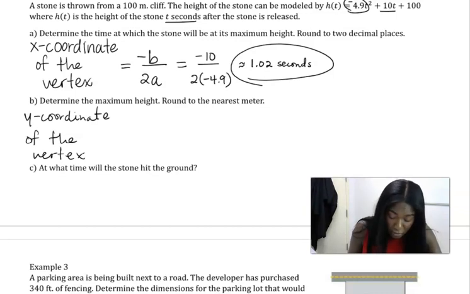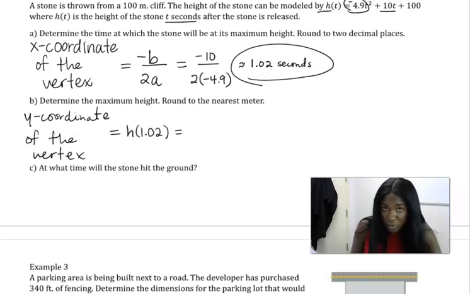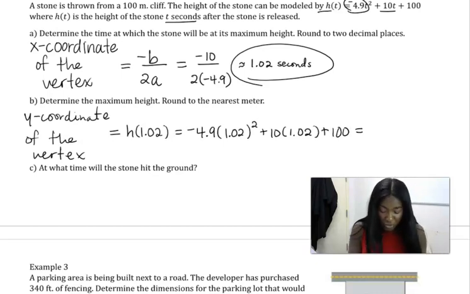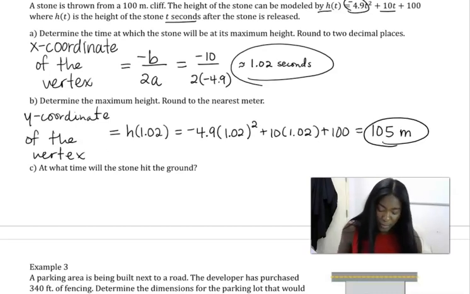So I started to write f, but I erased it because our function's name is h here. So inside of h, we're going to plug in the x-coordinate from the vertex, which is the 1.02. So we have negative 4.9 multiplied by 1.02 squared plus 10 multiplied by 1.02, and then to that we are going to be adding 100. So I'm going to go ahead and punch this into my calculator, and what we will get out is the maximum height of the stone, which I get about 105, rounding to the nearest meter, meters.